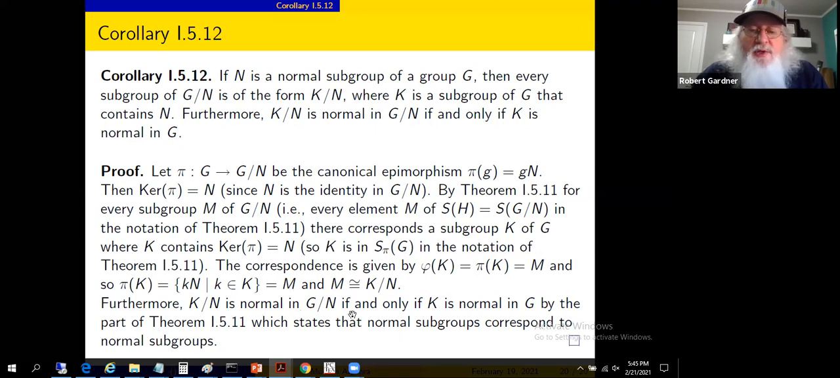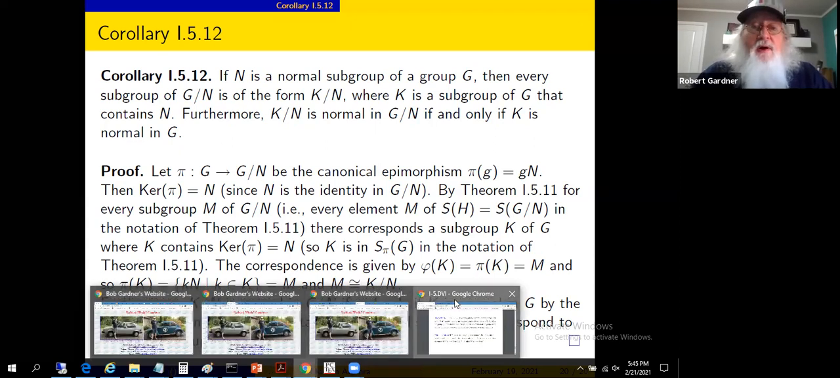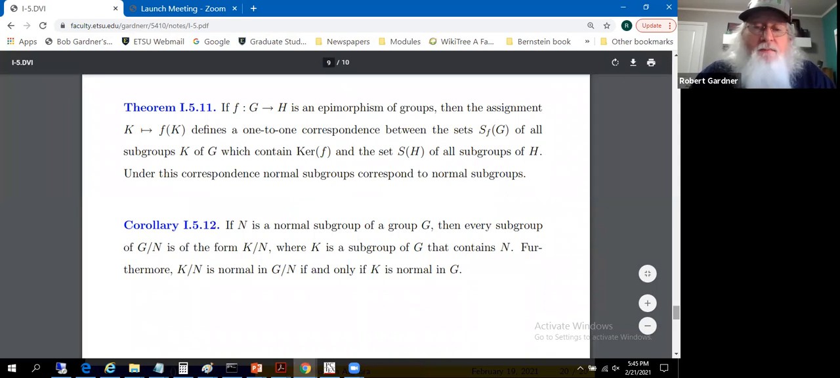K mod N is normal in G mod N if and only if K is normal in G, by the part of theorem 1.5.11 which states that normal subgroups correspond to normal subgroups. So we buried a little bit of that. I think we left that as an exercise. But that takes care of almost all of this section.